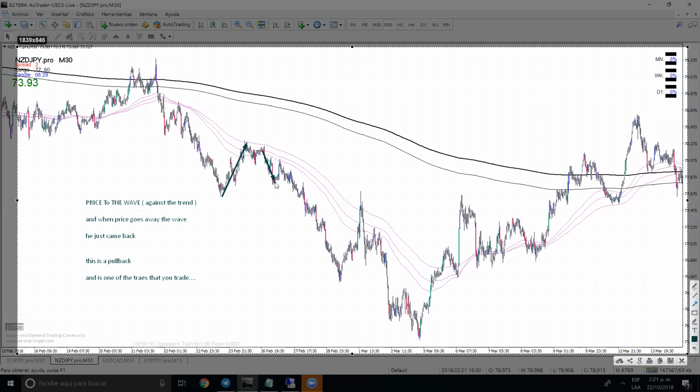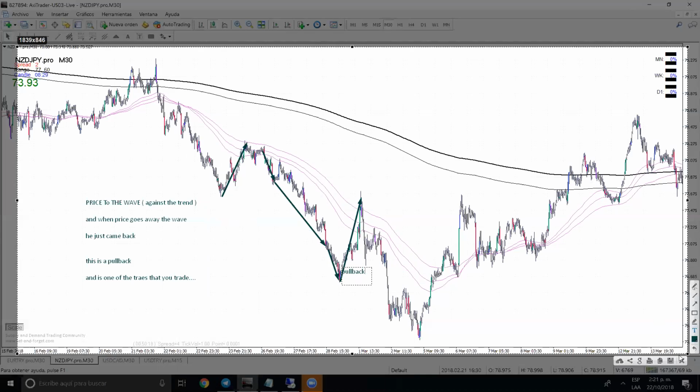Again, the price goes down. The distance is getting bigger. When it needs some time, it needs to come back to the trend. This is a pullback, and some people like to trade these pullbacks in a downtrend. This is a pullback again. Okay, the price goes away from the trend and it came back. Okay, this is price to the wave.